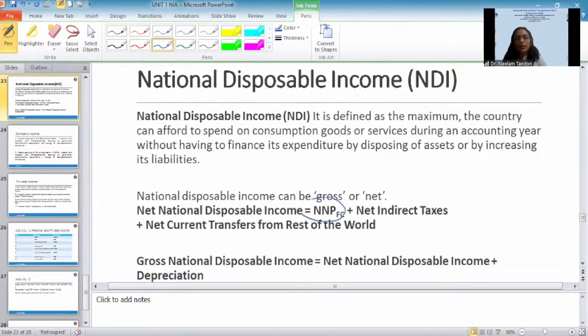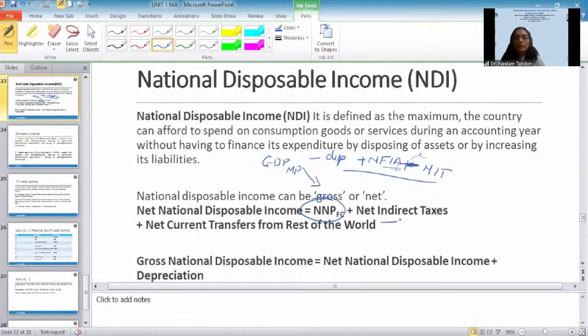NNP at factor cost, you understand, is net national product at factor cost. How do we get it? From GDP at market price, what you do is deduct depreciation. Next, you add NFIA, net factor income from abroad. Then you go for minus net indirect taxes, because you're going from market price to factor cost. If you go from factor cost to market price, you go for plus NIT. If you do these, you get NNP at factor cost.